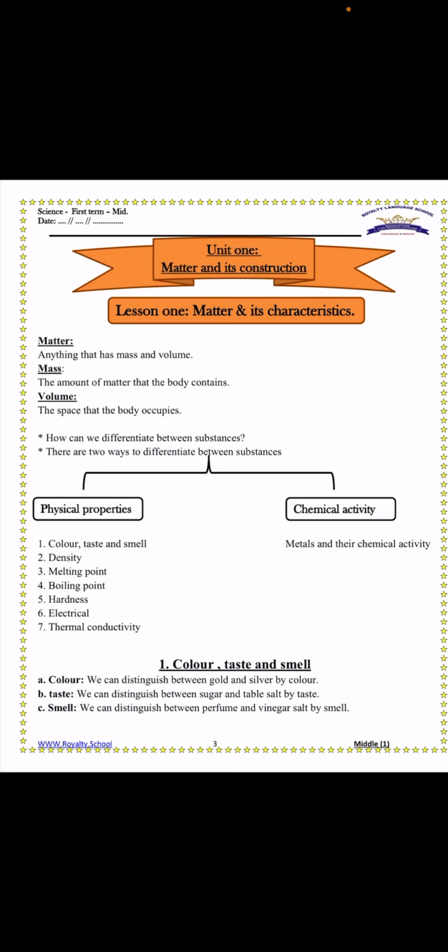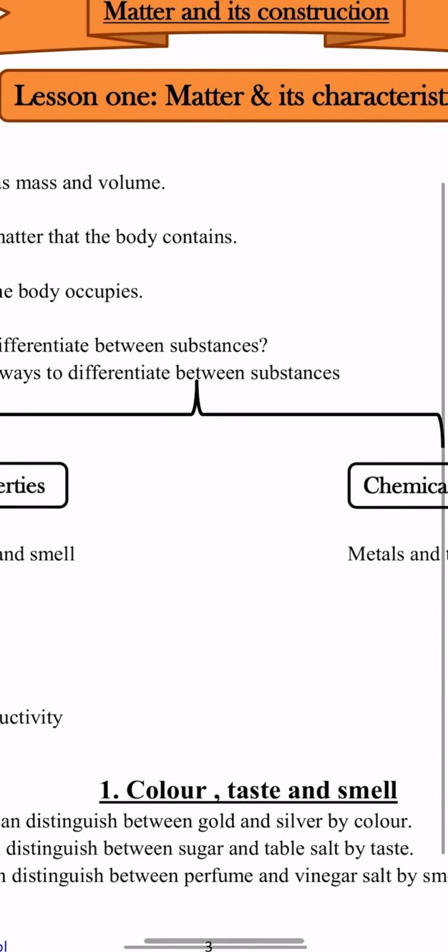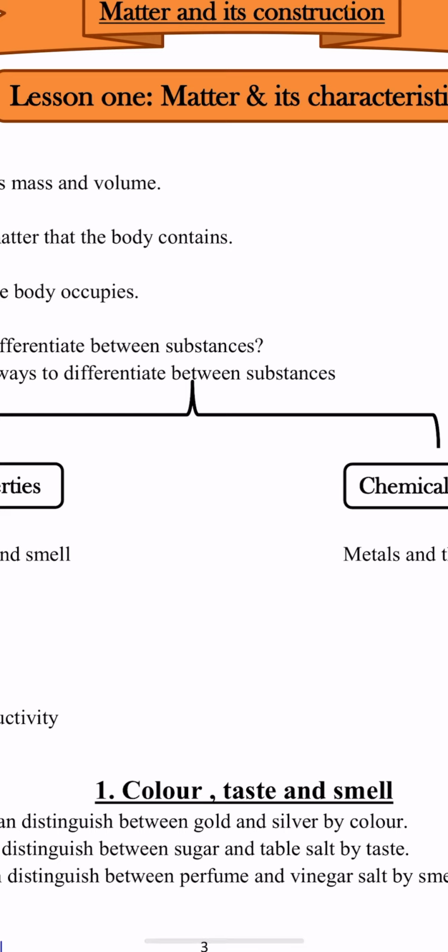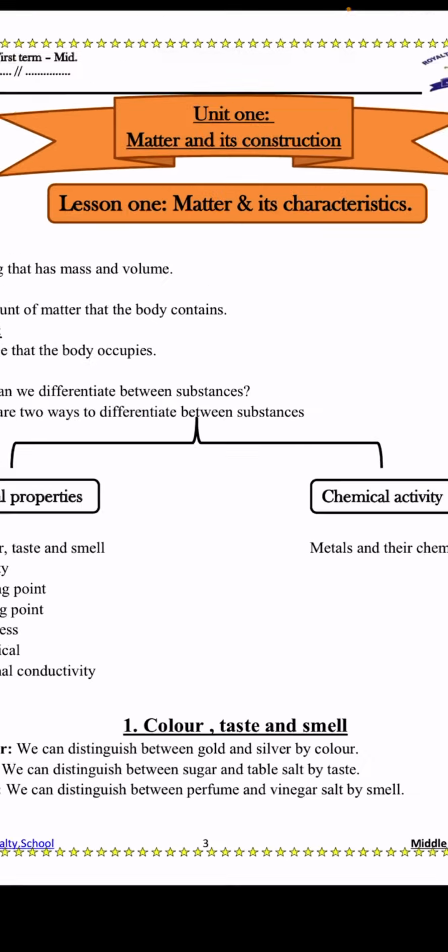To understand or distinguish between the matters around us, we should know their physical properties and chemical properties. The physical properties of matter: the first property is color, taste, and smell. We distinguish between matters by color, taste, and smell: between gold and silver by color, between sugar and table salt by taste, you can taste them, and between perfume and vinegar by smell.